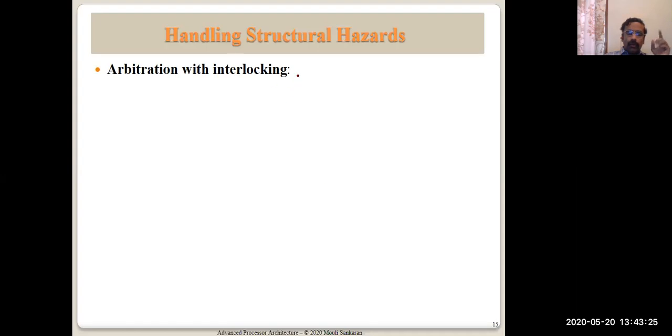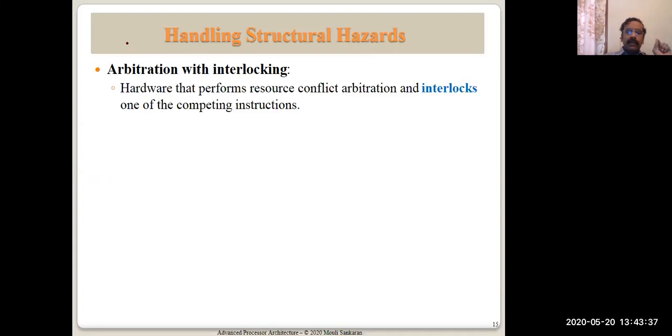Now, how do you handle it? Suppose a hazard has happened. Okay, you have not built duplicate resources. A hazard is going to happen. You should identify it and then resolve it. So identifying is hardware that performs resource conflict arbitration. So there is some hardware which will be doing an arbitration. Let me explain what I mean by arbitration. There is a module which is called an arbiter.